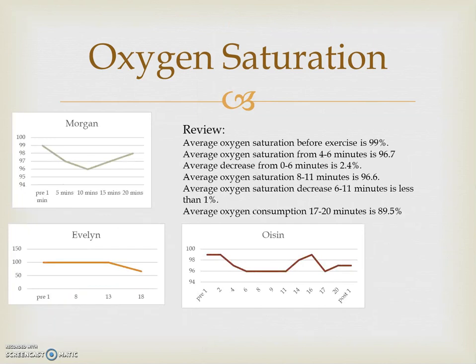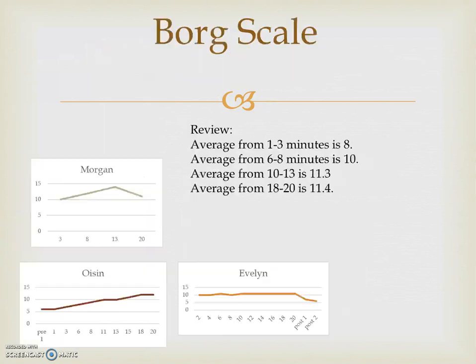So, oxygen saturation review. The average oxygen saturation before exercise is 99%. The average oxygen saturation from 4 to 6 minutes is 96.7%. The average decrease from 0 to 6 minutes is 2.4%. The average oxygen saturation from 8 to 11 minutes is 96.6%. The average oxygen saturation decrease from 6 to 11 minutes is less than 1%. And then the average oxygen consumption from 17 to 20 minutes is 89.5%.